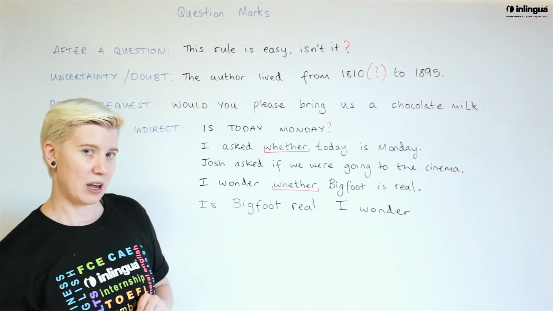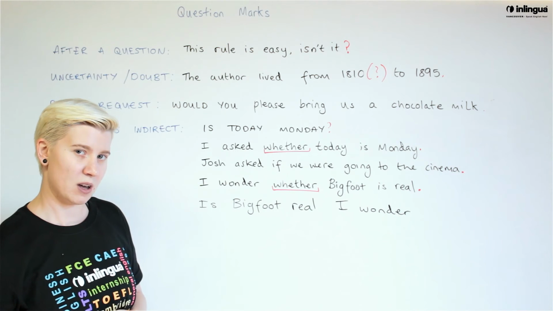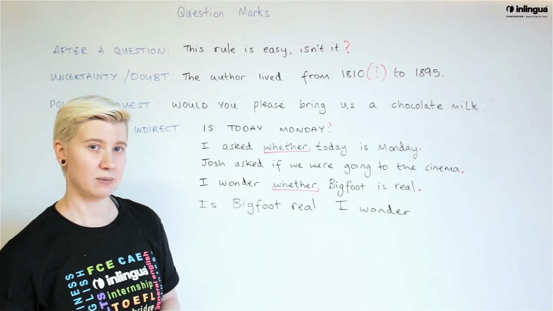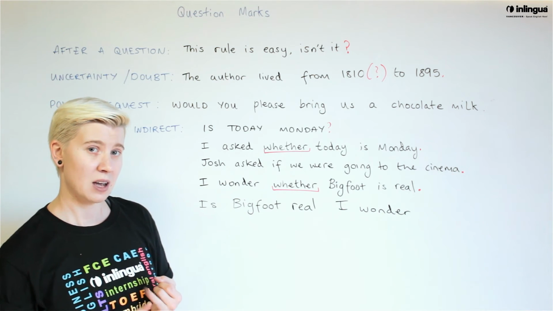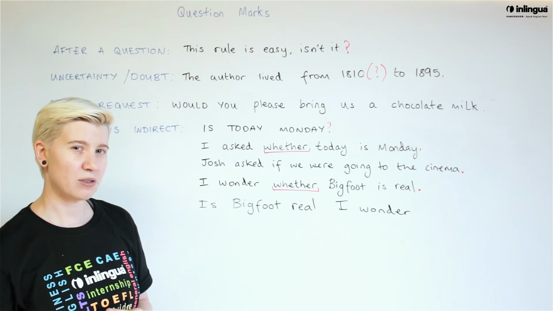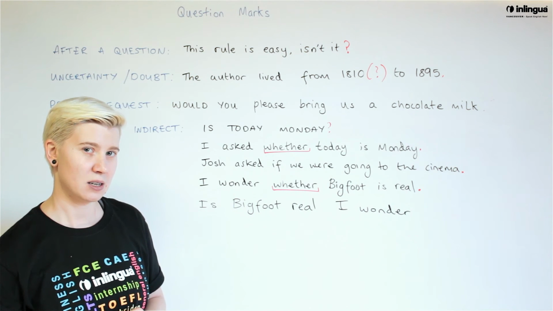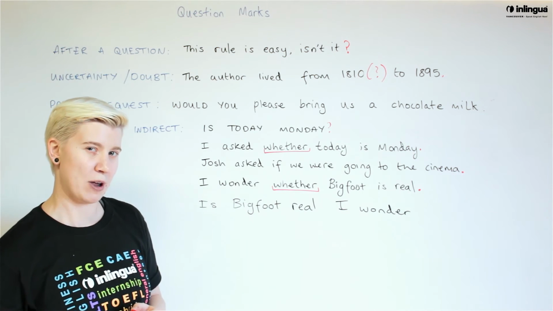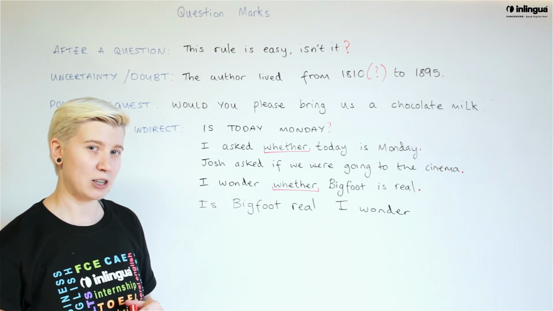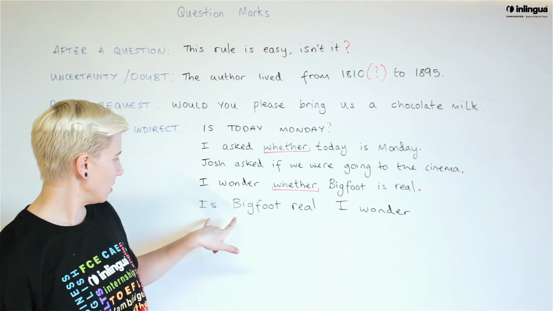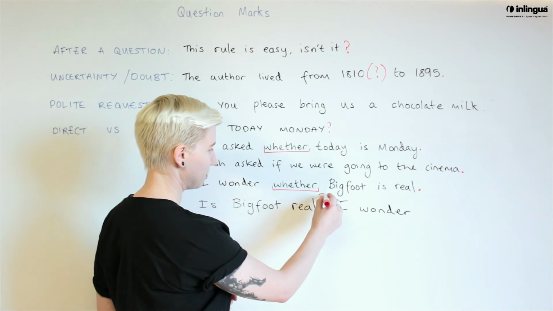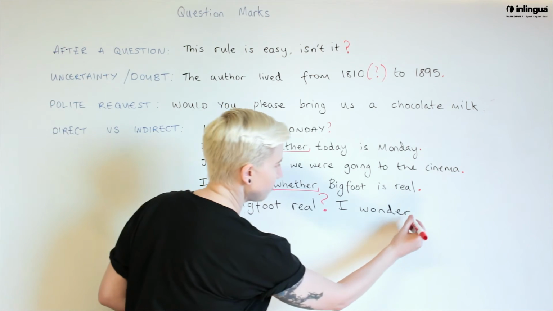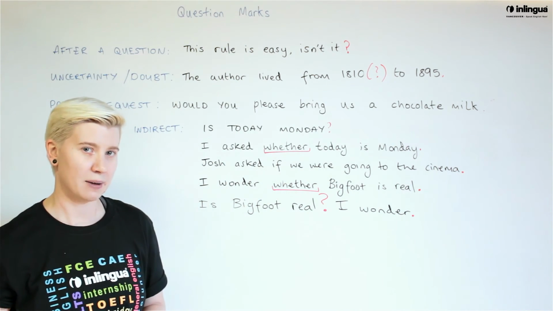How about this last sentence I've got here? Is Bigfoot real? I wonder. I need two pieces of punctuation to make this sentence complete. I need one question mark and one period. Where do you think they go? Can you guess? Let's go back to my indirect question. I wonder whether Bigfoot is real. And I gave you the direct question. Is Bigfoot real? And we can see that here. Is Bigfoot real? I wonder. We just need a period there.